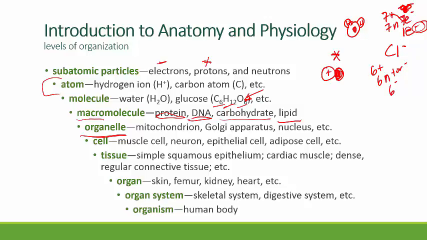Tissues cluster together and form organs. So if you have two or more tissues, then we can talk about it as an organ. So the skin is an organ, the femur, that's the bone in the upper leg, the thigh bone, is an organ. The kidney is an organ, the heart is an organ, you know all the organs. Organ systems are clusters of organs that are working together to fulfill a function in the body. And then finally the organism, that's the whole body composed of all these organ systems that are all working together to maintain life.